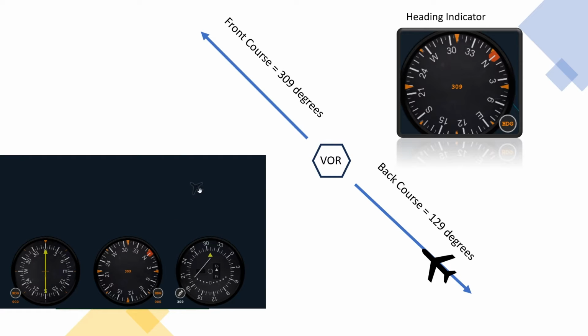If we fly off course to the right, the OBS knob needle will deflect to the left and we need to fly back to the left towards the needle to get back on course. If we fly off course to the left, the OBS knob needle will deflect to the right, and we need to fly back to the right towards the needle to get back on course.